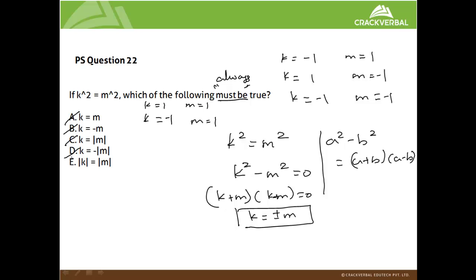If you have eliminated 4 answer choices, the answer has to be E, because one has to be the answer. Just check it anyway. If you substitute k as minus 1 here, then minus k becomes plus 1 and m is also 1, so both are true. So the answer is E, and you can eliminate the remaining answer choices.